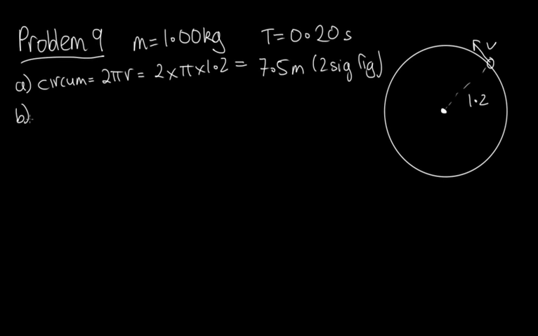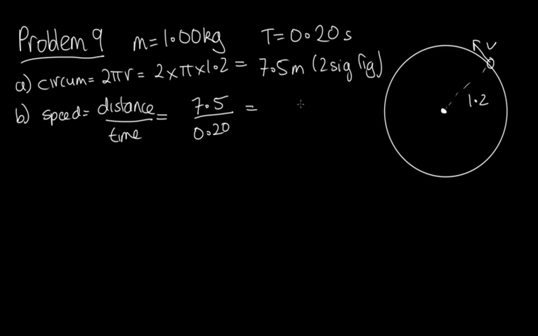Now part B asks what is the speed of the object. In order to do this, we can just use the formula speed is equal to distance over time. We know it covers one circumference, one complete circle, in 0.20 seconds. So the distance is the 7.5 meters and the time is the 0.20. Solving this on the calculator, we keep the extra significant figure, and we get 38 meters per second as the speed of the object going around the circle.